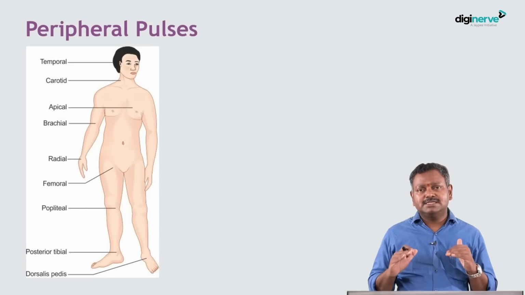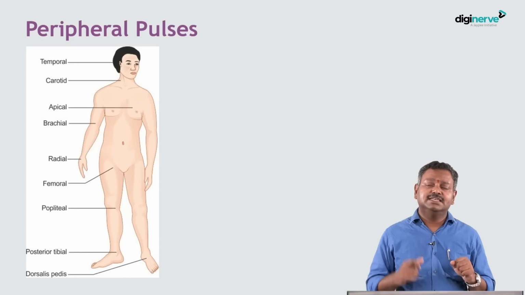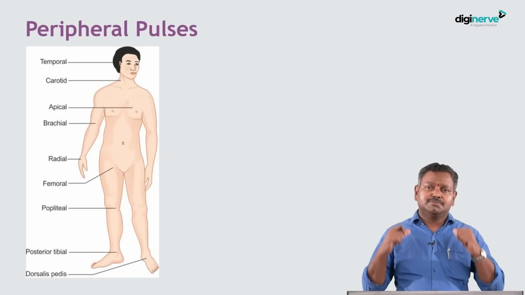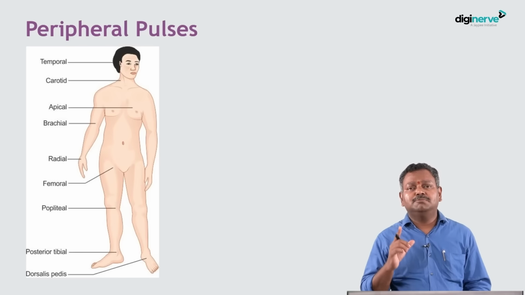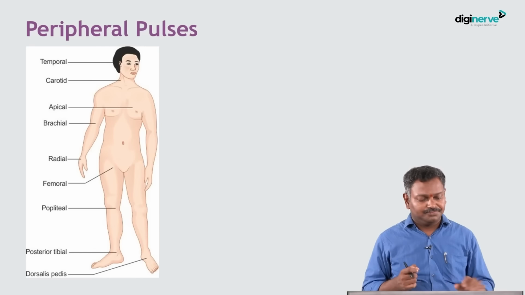Next, all pulses you can feel simultaneously. Right side and left side you can feel simultaneously, except for the carotid. Carotid you should feel one at a time, because supposedly if you compress both the carotids, it can cause problems. So carotid is one pulse which you should not feel together. It has to be felt one at a time.